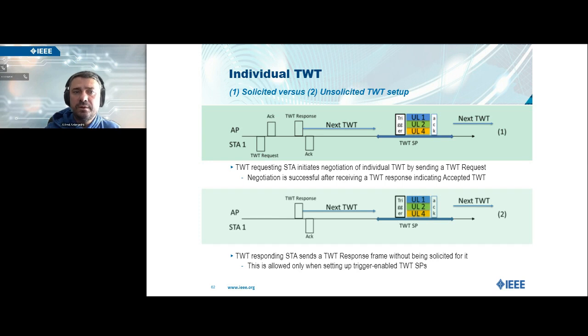The other case is the solicited TWT setup, which is essentially initiated by the station. So the station tells the access point, okay, I want this particular periodicity, this particular duration of time, and so on. And the access point can either confirm or tell the station an alternative schedule that may be satisfactory to the station. So you have different ways of setting up your schedules.